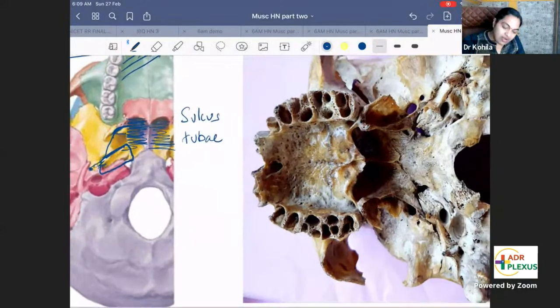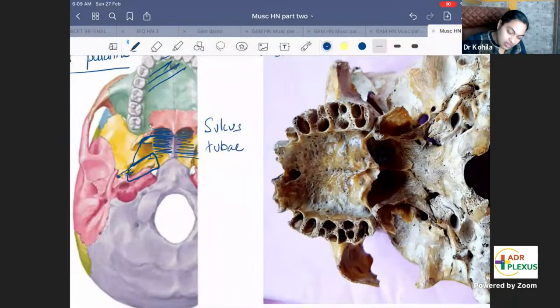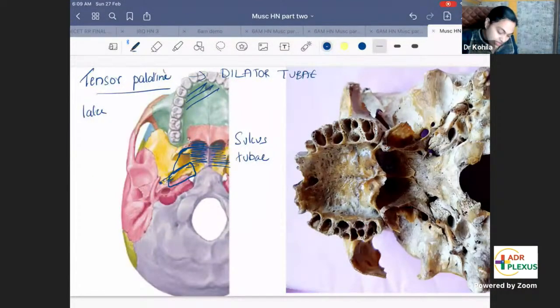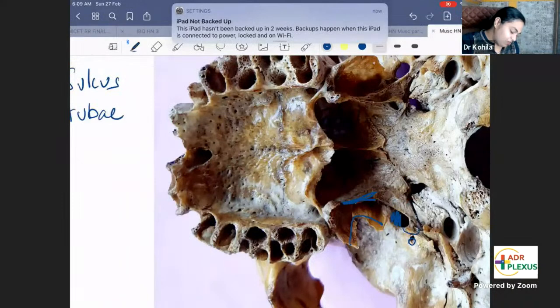Now, the same thing, try to identify in the skeleton here. Can you see here? So this is the medial pterygoid plate, the lateral pterygoid plate. You can make out the foramen ovale, the foramen spinosum. This one is the spine of the sphenoid.